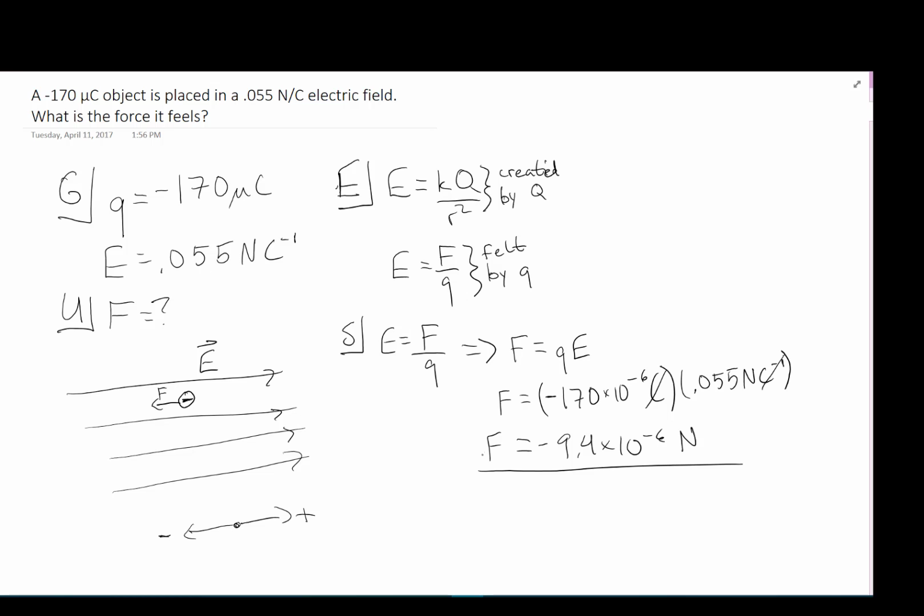And again, we could also write this as the force is equal to 9.4 times 10 to the minus 6 newtons, opposite the direction of the E field. And that's that.